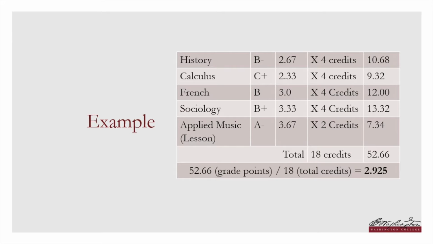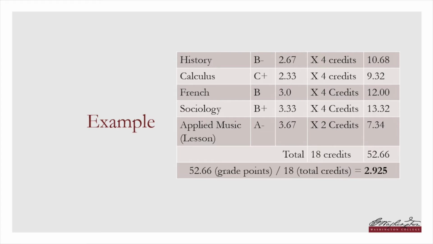But we can't just add these up and divide by the 5 classes because one of my classes only has 2 credits and the rest are worth the standard 4 credits. So now we get to do some extra math. I multiplied the grade points that I figured out for my letter grades by the number of credits the course is. So for history, 2.67 times 4 credits equals 10.68 grade points. I do that for each class, and then I add them all up.